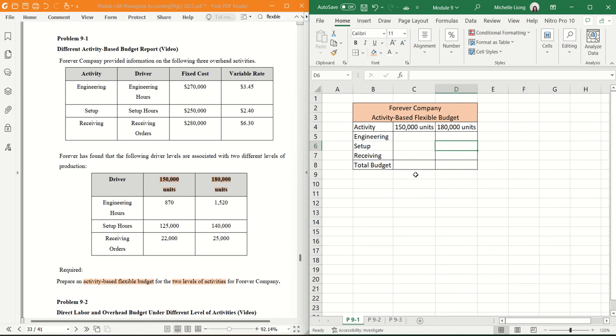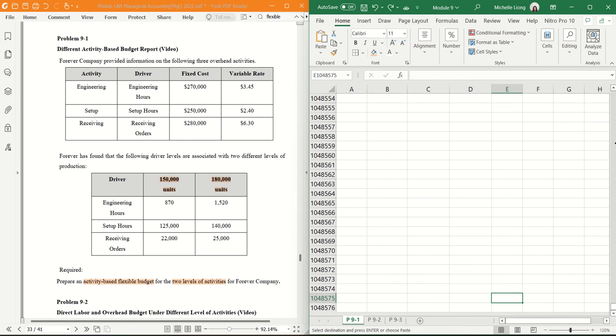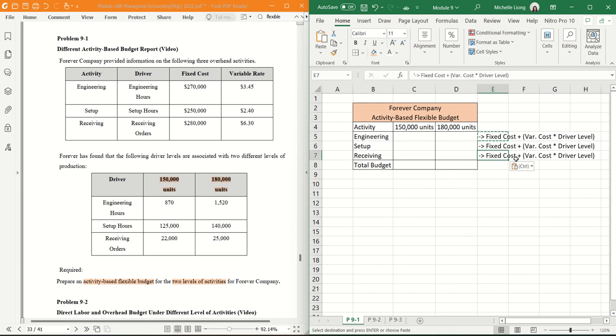So in order to find this, what should we do? Basically, we just need to find the budget by calculating the fixed cost added with the variable cost times the driver level. It's different for each of these, but the method is the same for all three. And the easy one is, let's try with engineering.